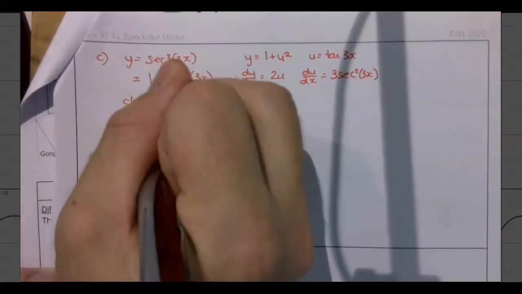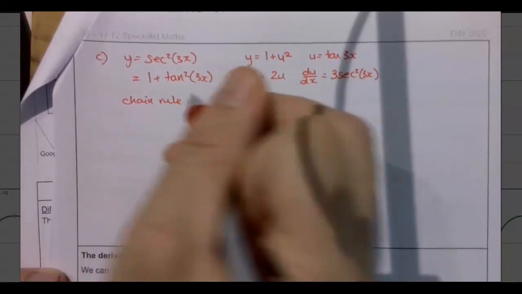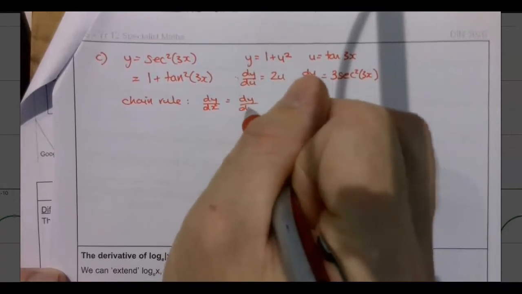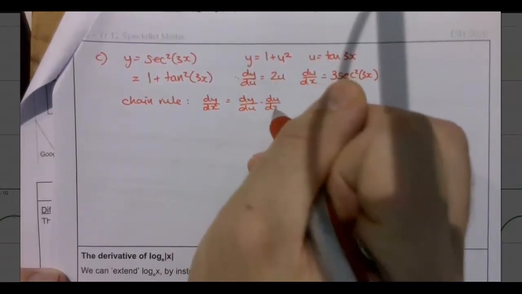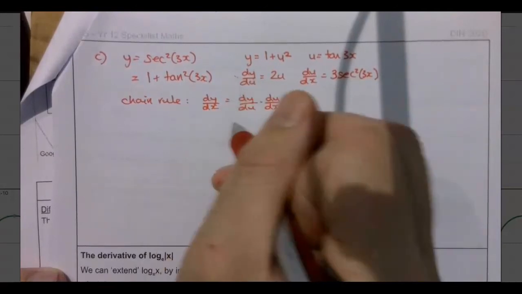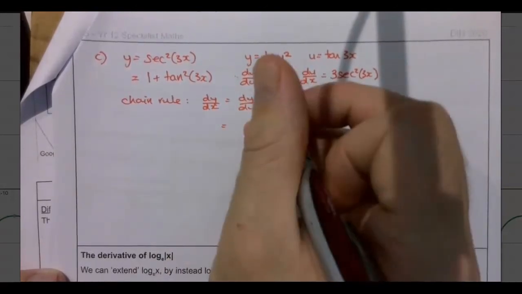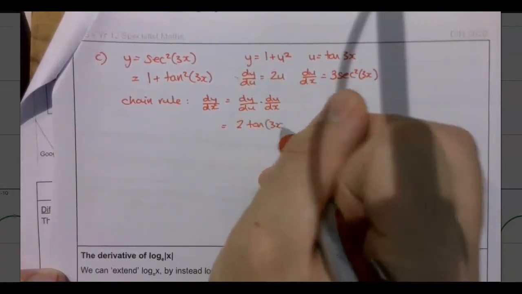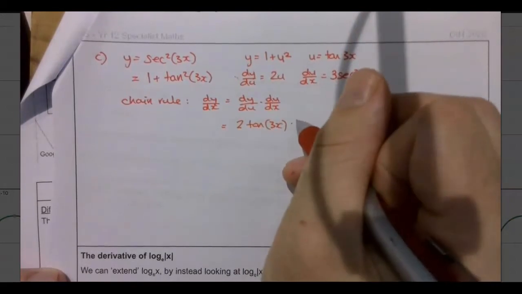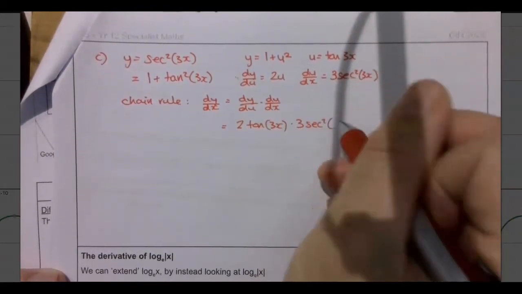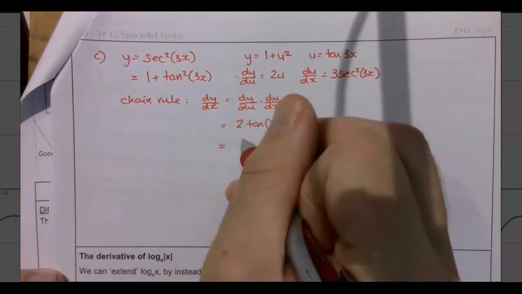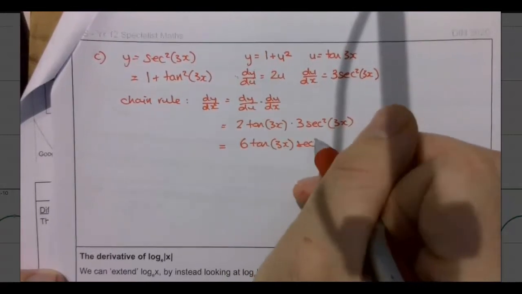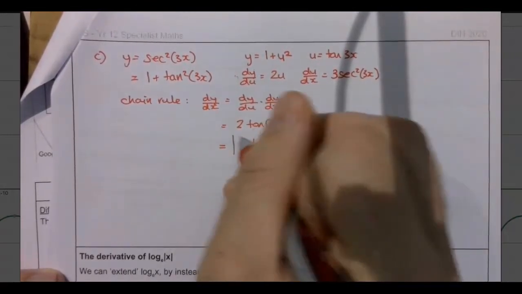Using the chain rule, which is that dy by dx is the same as dy by du times by du by dx. That means that 2 tan of 3x from 2u times by du by dx, which is 3 sec squared of 3x, which is the same thing as 6 tan of 3x sec squared of 3x. And that's our solution.